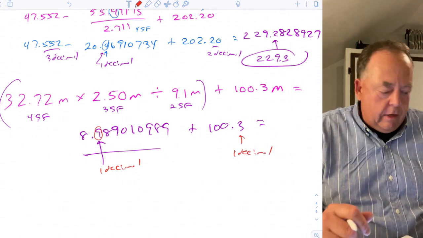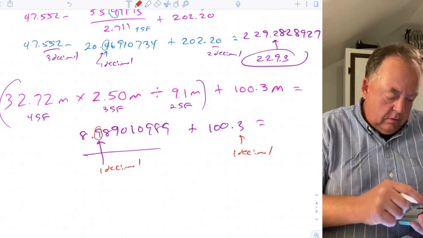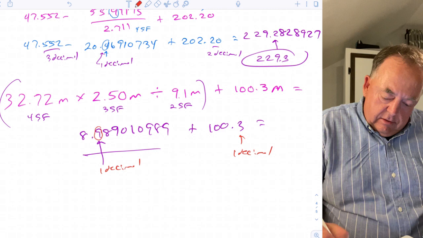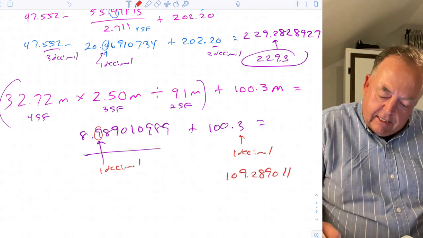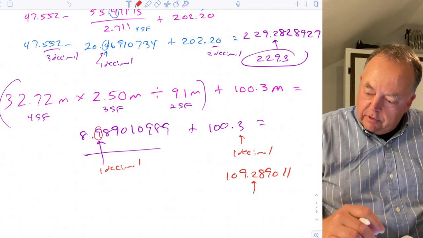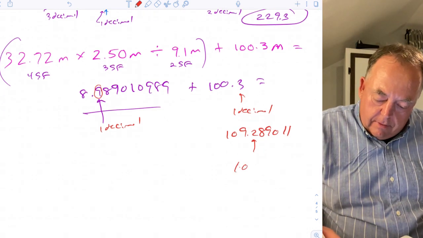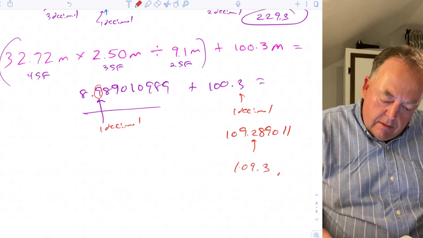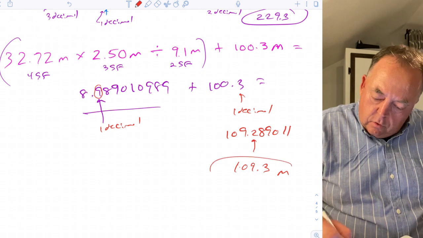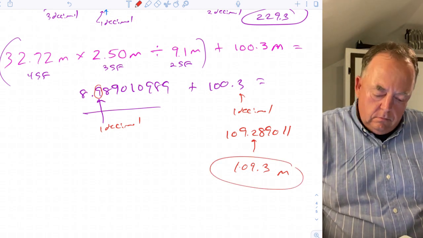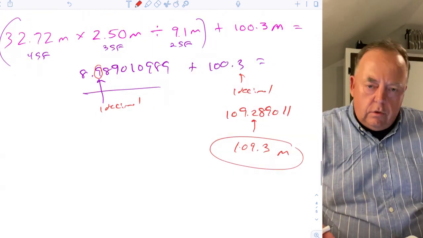So when we add these two numbers together, 109.289011 has to have 1 decimal. So the last number that counts is that 2. The next number is an 8, so we're going to round up. So 109.3 meters. This would be your answer. Okay, so hopefully that makes sense. And we will stop there.